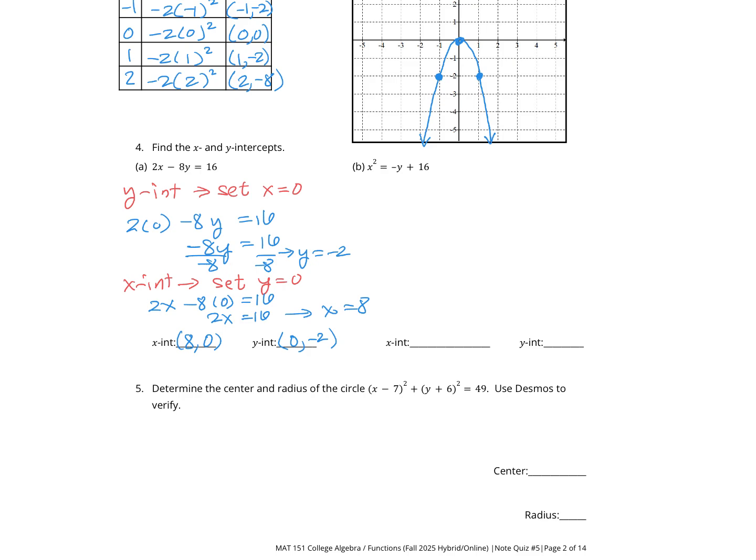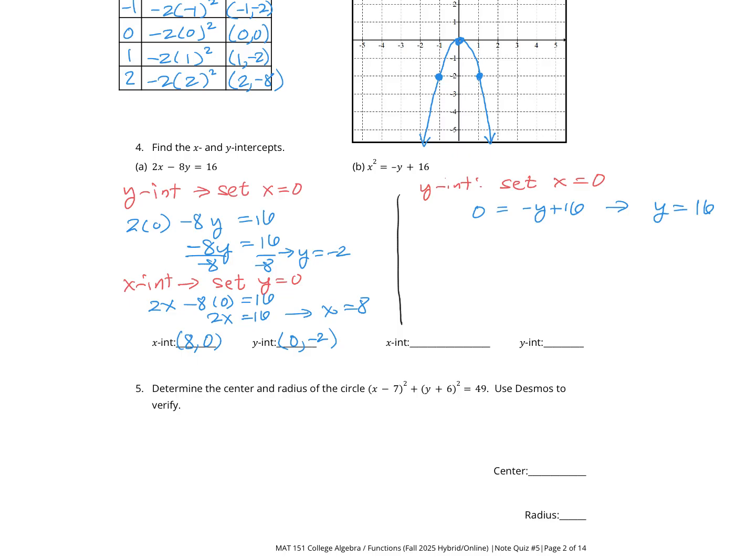For this next equation, we're going to have a similar calculation, except a little bit more algebra to do. So again, for the y-intercept, we're going to set the x equal to 0. So that's going to be 0 equals negative y plus 16. That makes the y equal to 16.